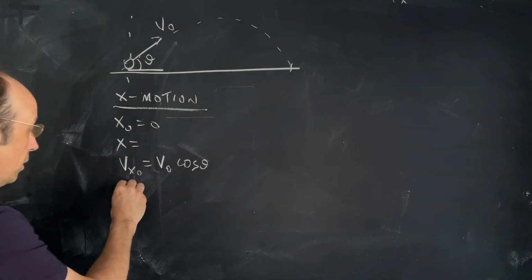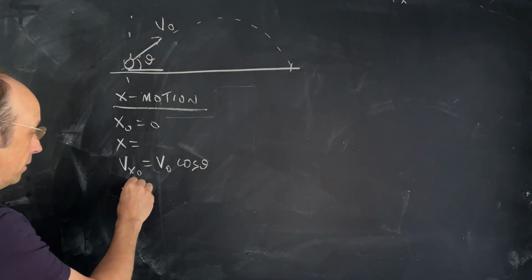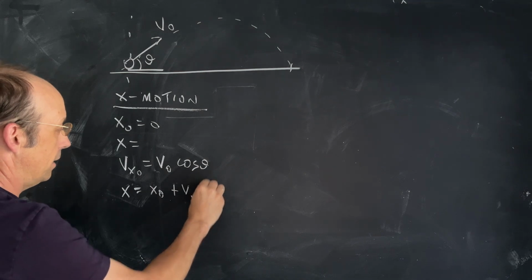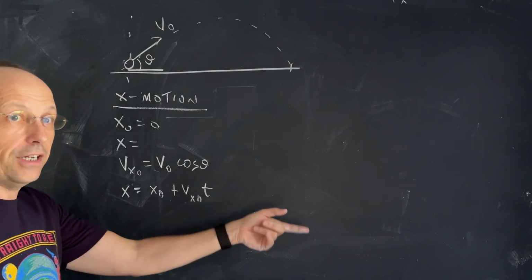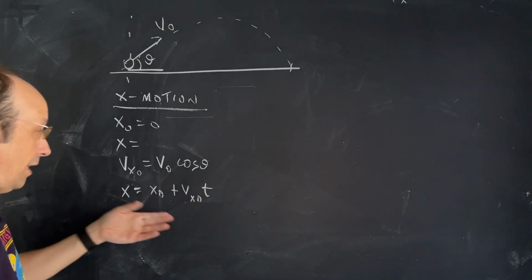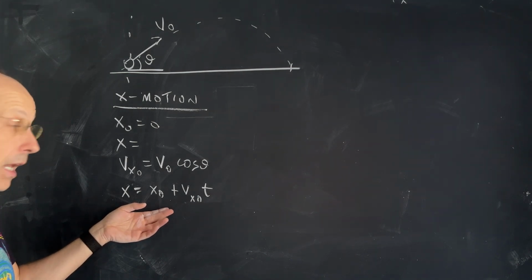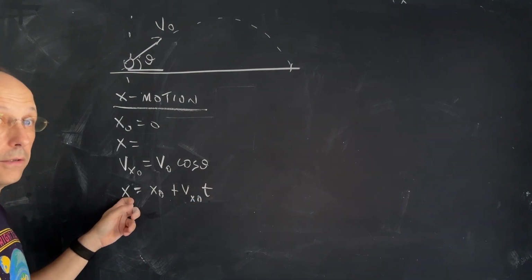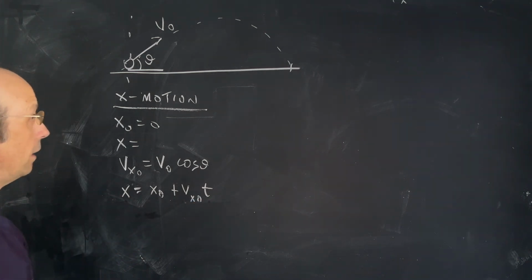I do know this equation. The final x is x naught plus vx naught t plus the acceleration term, but it has no acceleration in the x direction, so that's it. If I know how long it was in the air, I could find out how far it went. Okay, now let's look at the y motion.